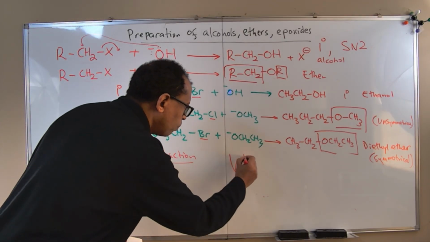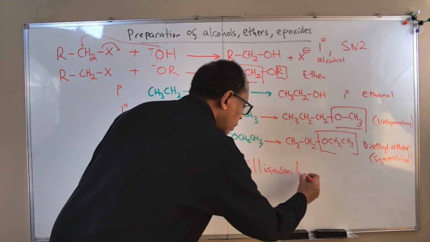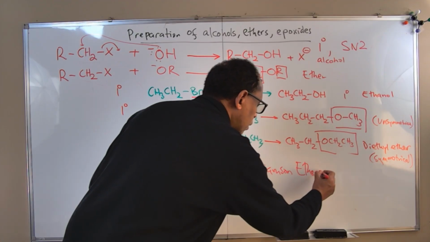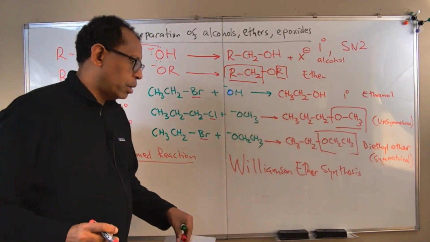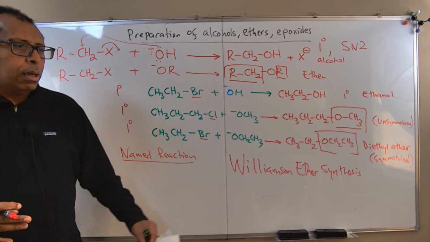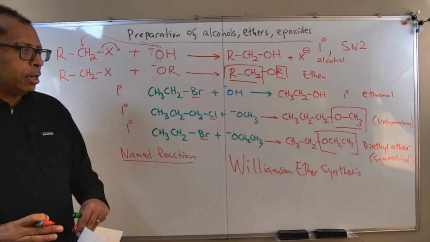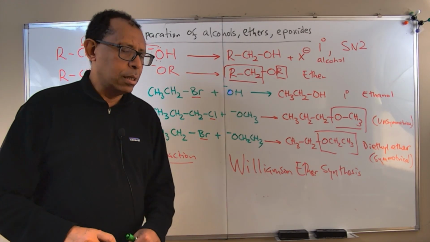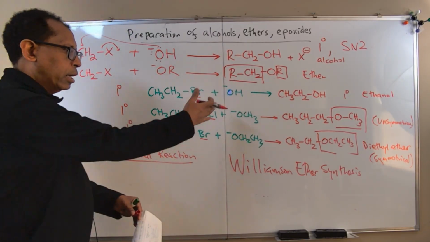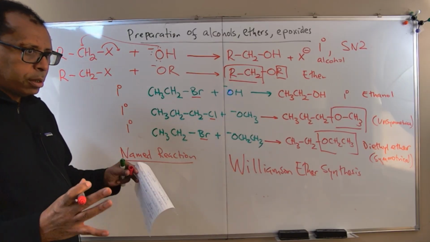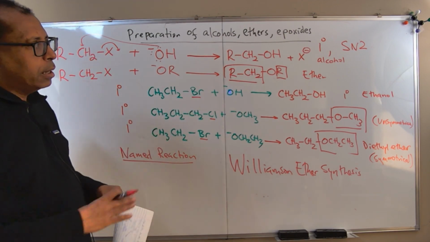So these reactions are called Williamson ether synthesis. In this course, I'm just introducing the first named reaction after Williamson. Actually, ethers are synthesized by the Williamson ether synthesis mechanism. That means you just take any primary alkyl halide, react it with whatever alkoxide corresponds to how you want the ether to look, and then you synthesize an ether.